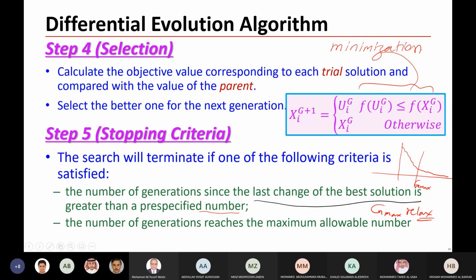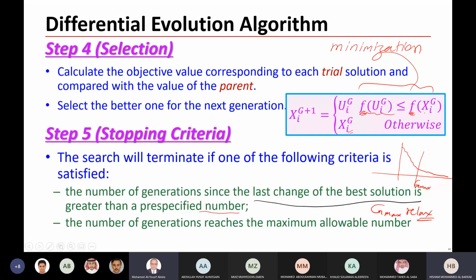All our discussion will be assuming that we have a minimization problem. So if the fitness of that solution is less than, or the objective function of this solution is less than the objective function of the parent, that means this is better than this one. So we will select it. We will copy it to the next population. Otherwise, we will keep the parent with us for the next generation. Is it clear, Hisham? Yeah, thank you, Doctor.